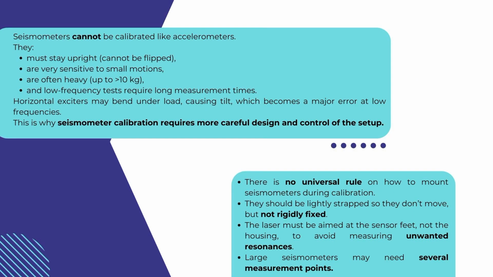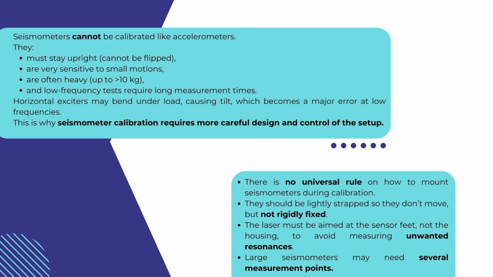Seismometers cannot be calibrated like accelerometers. They must stay upright, they are very sensitive to small motions, they are often very heavy, and low frequency does require long measurement times. Horizontal exciters may bend under load, causing tilt, which becomes a major error at low frequencies. This is why seismometer calibration requires more careful design and control of the setup.